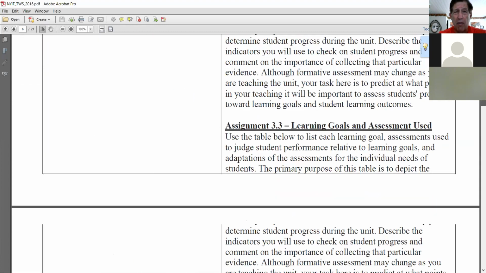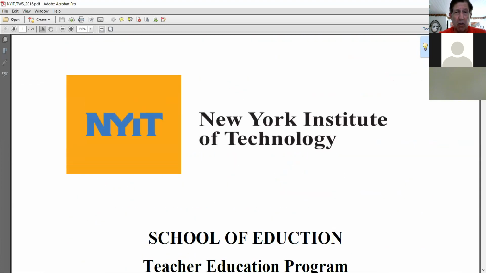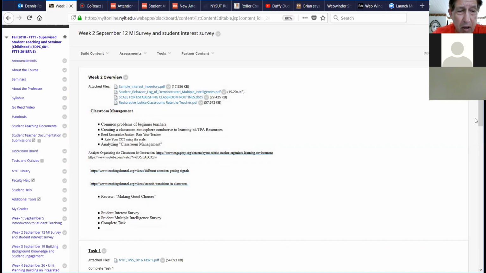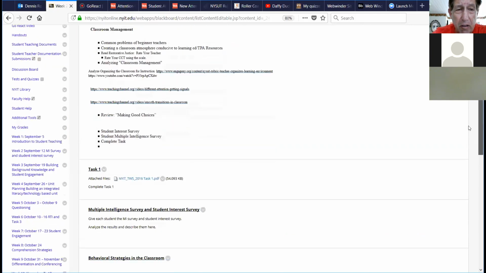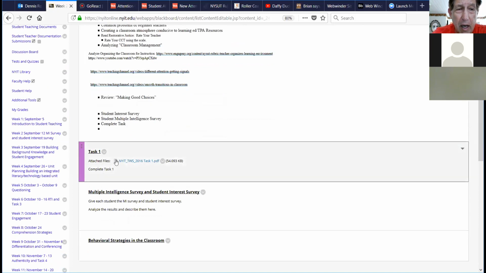And again, I'm going to go over these at length as we go through the course, but you should have an overview of that before we get going. Let me go back to the course. So you do not have to submit task 1. Okay, you just want to get started on it. Okay, it says complete it, but it's not due this second week.